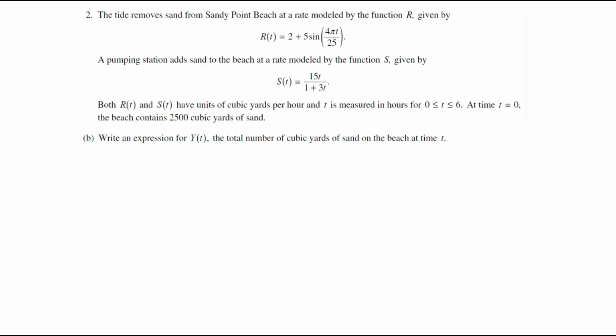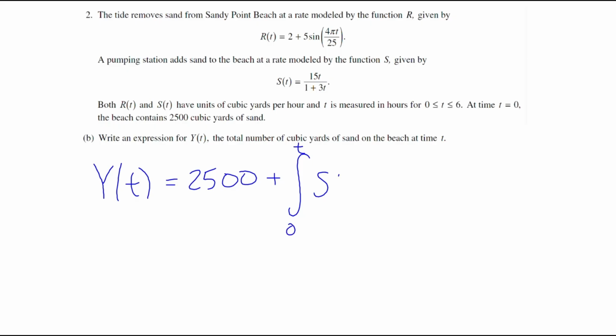In part B, it says write an expression for y of t, the total number of cubic yards on the beach at time t. Well, y of t then should just equal the amount that we started with, the initial condition, so 2,500, plus the amount that it changes, right? So we're adding s amount, so an integral of s, which we'll do from 0 to whatever t value we're interested in.